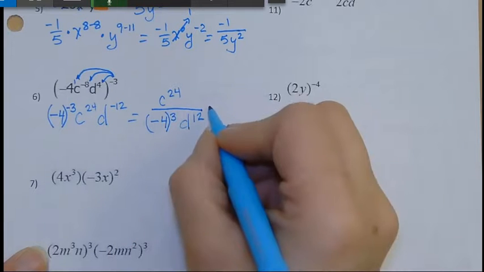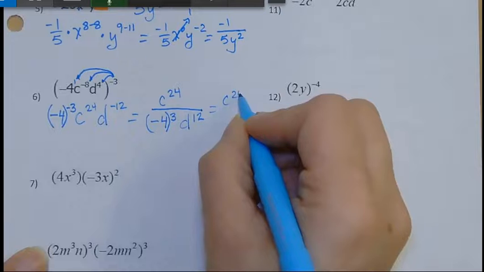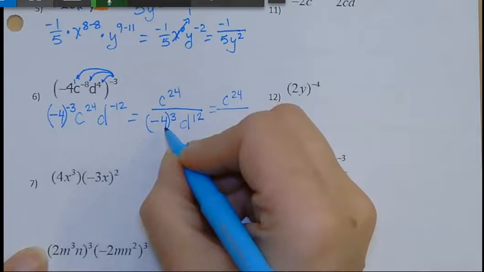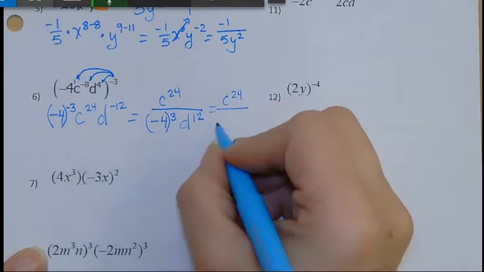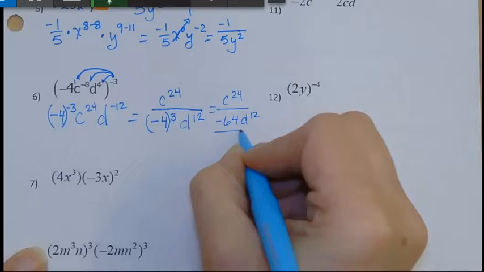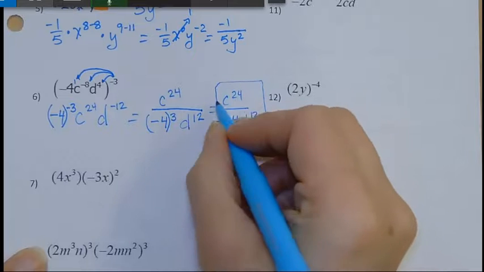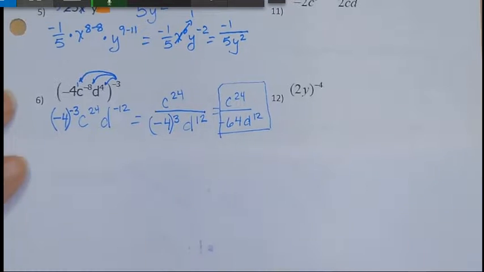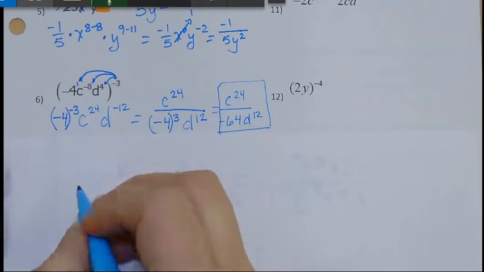So I have c to the 24th over negative 4 times negative 4 is positive 16 times negative 4 is negative 64. So fully simplified, my answer is c to the 24 all over negative 64 d to the 12. So I'm going to pause here and I'm going to talk about how I know for sure that that negative 4 would be in parentheses.